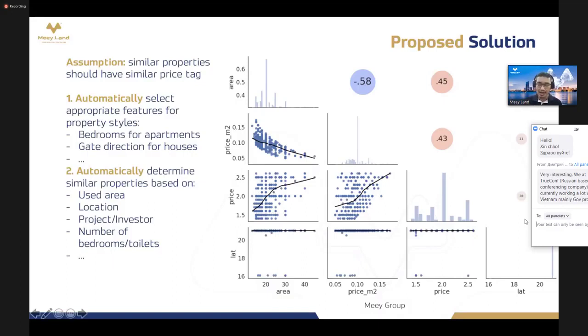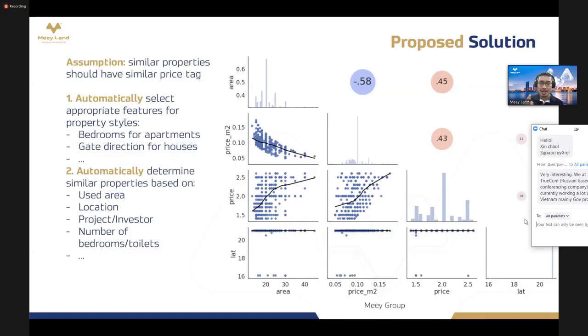For example, when we analyze the data, we see that the number of bedrooms is an important factor for determining the price of an apartment, but it has very small effect on pricing of a house. So if we want to evaluate the price of a house, then the number of bedrooms is not an important factor. And vice versa with the house, the gate direction, whether the gate is facing north or south, will have a really strong impact on the price of the house. So with AI, it could automatically select really good features that are appropriate for a certain property style.